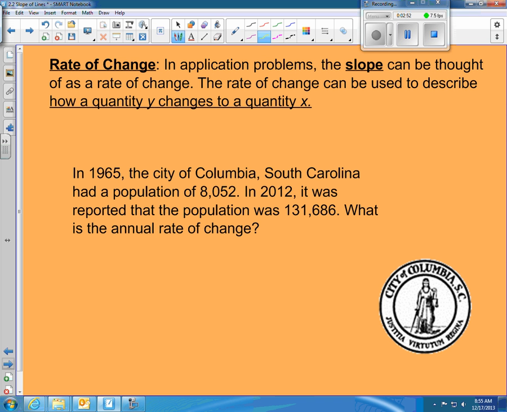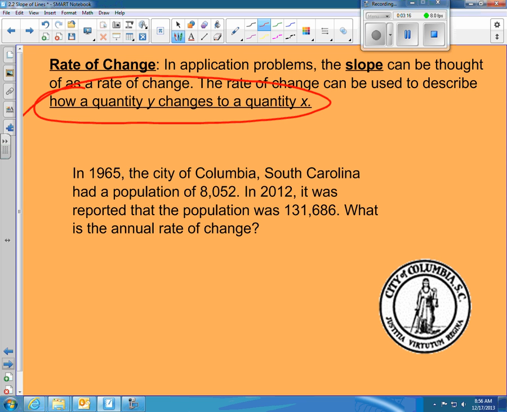All right, rate of change. Rate of change happens a lot in application problems. The slope can be thought of as rate of change. The rate of change can be used to describe how the quantity of y changes to a quantity of x. So honestly, we're thinking about this just like slope, but rate of change is going to be more real life situations.